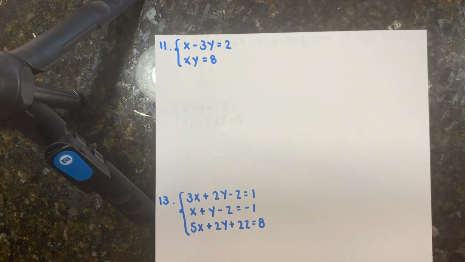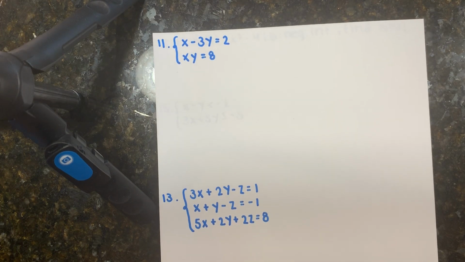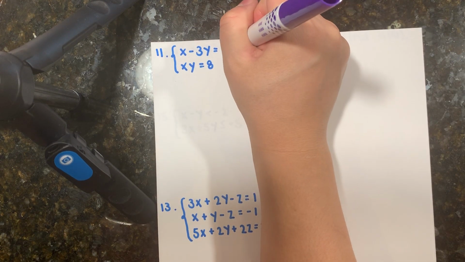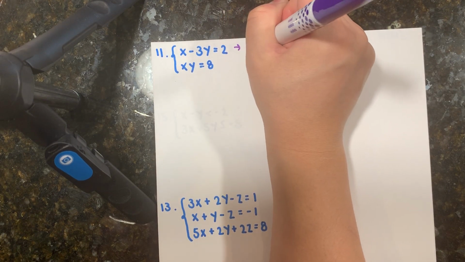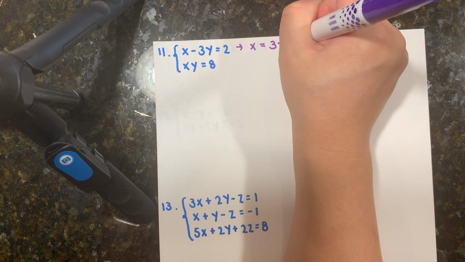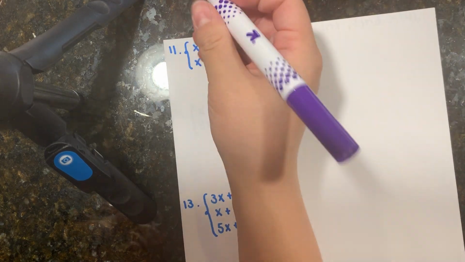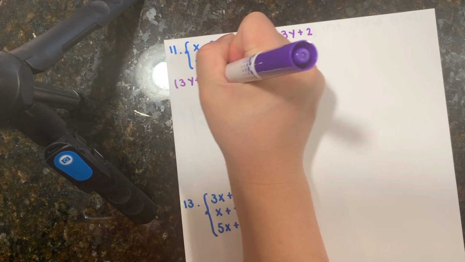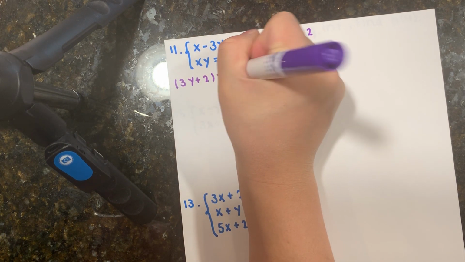Moving on, we're going to look at number 11. So the first thing that I'm going to do for number 11 is solve the top equation for x. By doing that, I'm going to get x is equal to 3y plus 2. When I plug that in, I'm going to get (3y plus 2) multiplied by y equals 8.